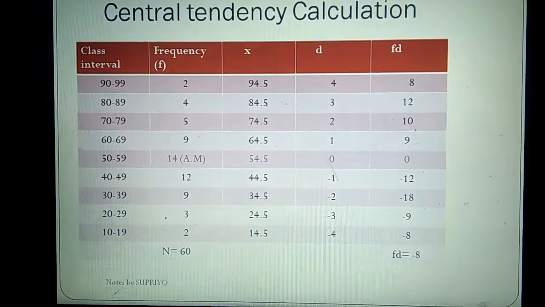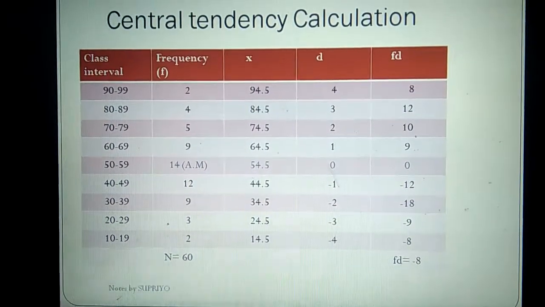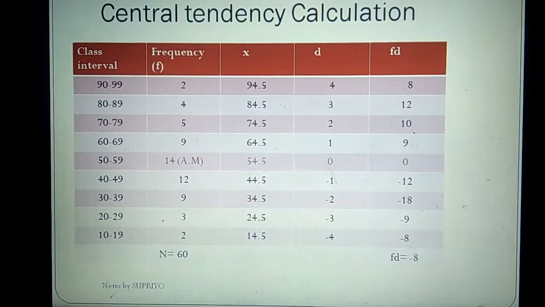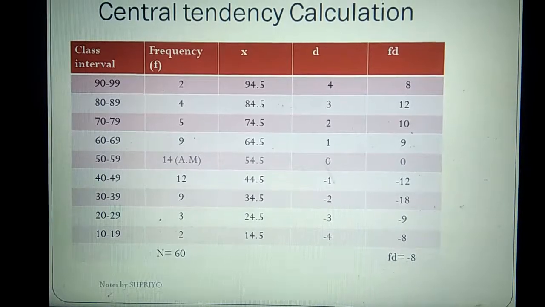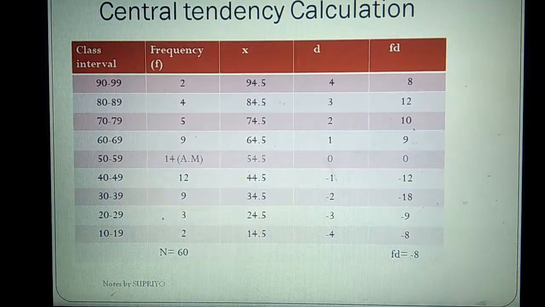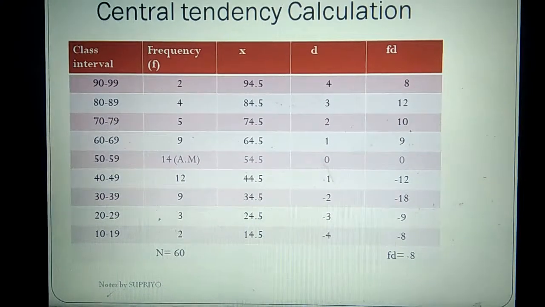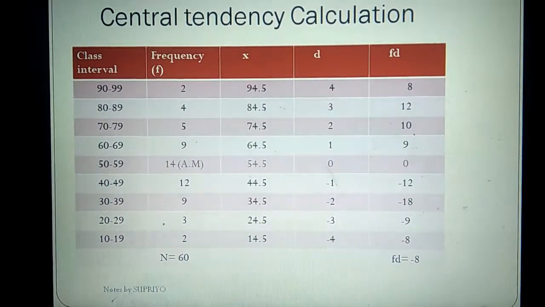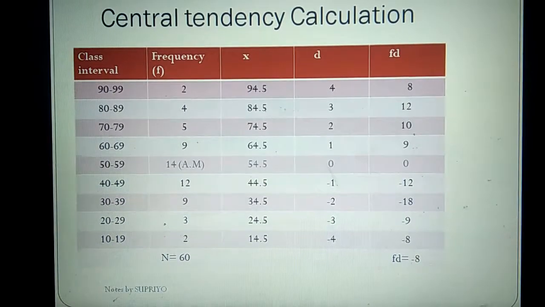Now the final part is very simple. We just have to find the product or the multiplication of the frequency and the D. So we call it FD. So 4 multiplied by 2 makes it 8, 4 multiplied by 3 makes it 12. And similarly, we get all the values of FD.